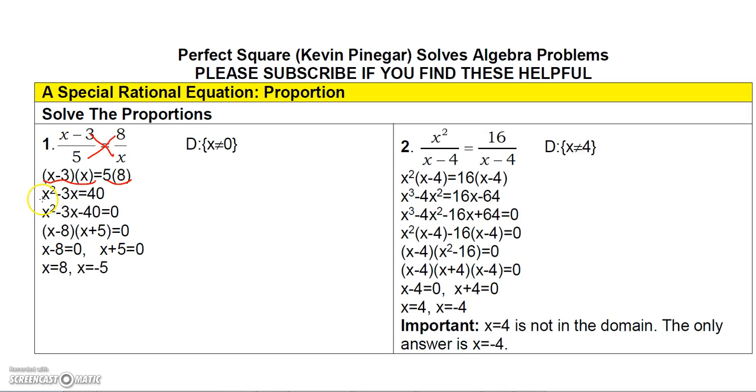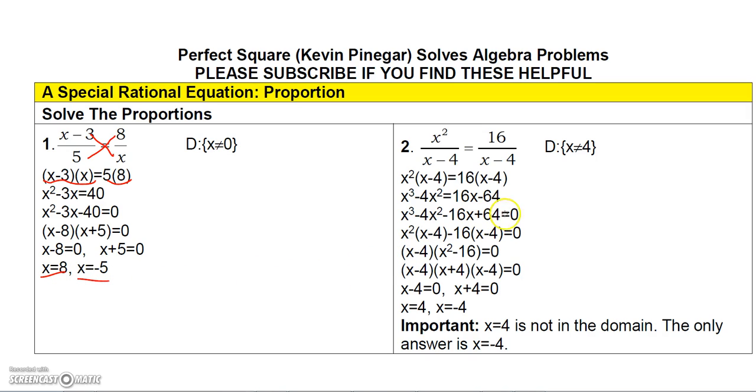Okay, now x minus 3 times x is x squared minus 3x, and then 5 times 8 is 40. So I get x squared minus 3x equals 40. Then if you move the 40 to the other side, you change its sign, and you get x squared minus 3x minus 40 equals 0. Then we can solve this by factoring, because this factors into x minus 8 times x plus 5, and it would equal 0. And then x minus 8 would equal 0, or x plus 5 would equal 0. And then to solve that, if you add 8 to both sides here, you get x equals 8. And if you subtract 5 from both sides here, you get x equals negative 5.